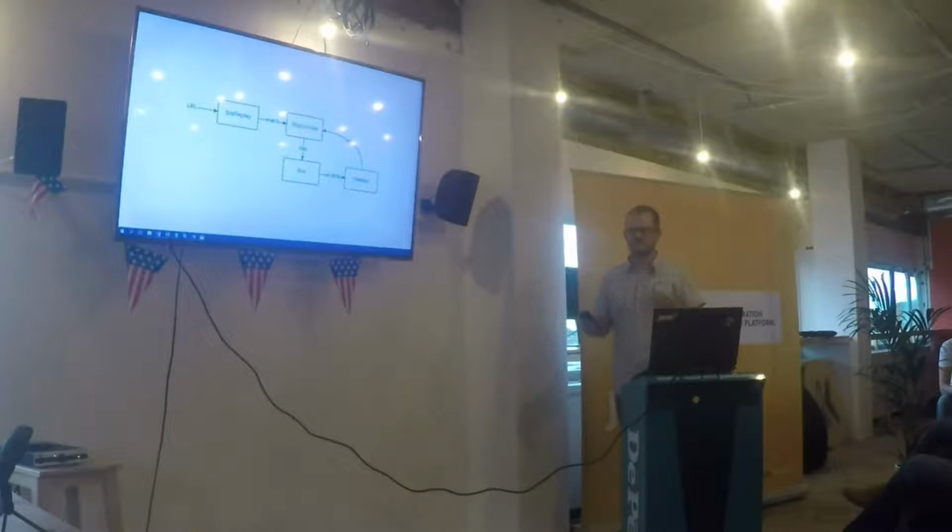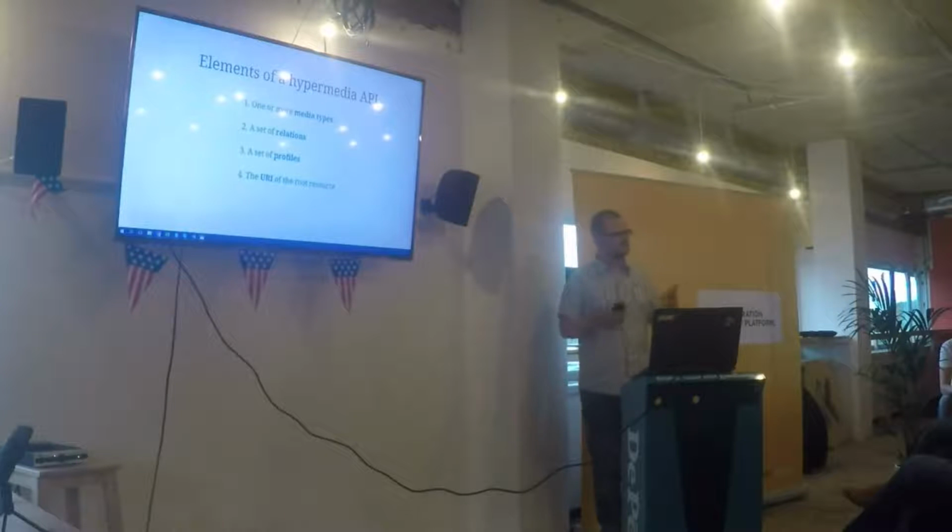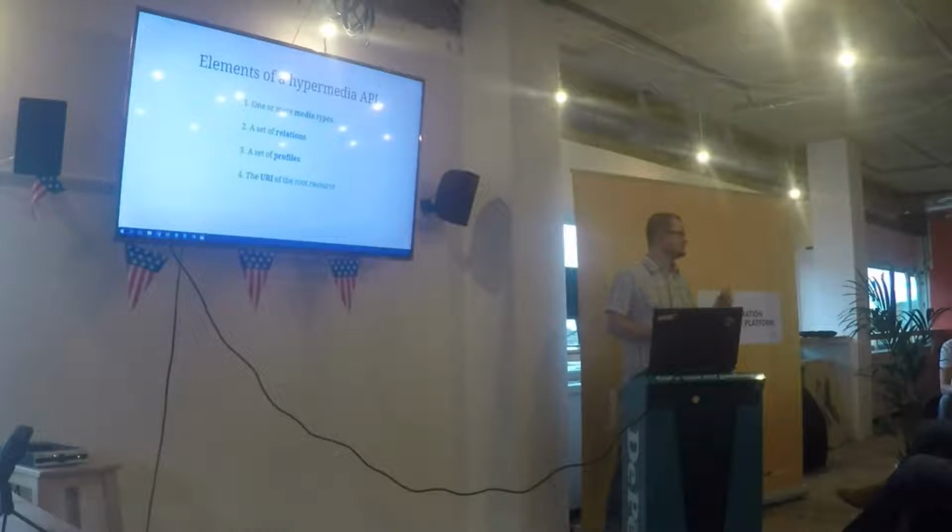So what are the elements of a Hypermedia API? It's a media type, sometimes more media types, a set of relations, a set of profiles, and a URI to the root resource. And that's it. That's what you need to know to use a Hypermedia API. And this looks a lot like a protocol, which means a lot of interesting things like extensibility and stuff like that. All stuff that I'm not going to talk about today, but are very interesting.